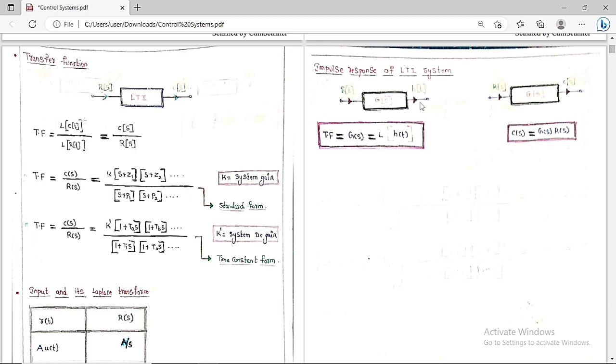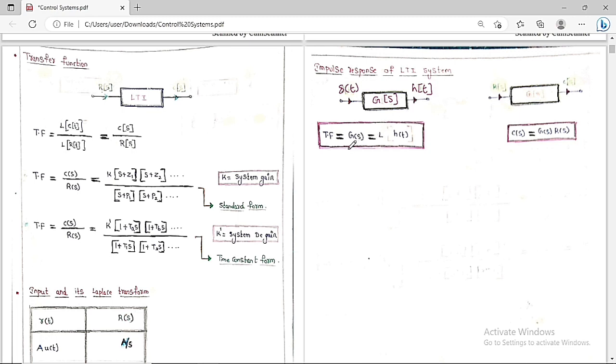So basically, you can say this LTI system has a transfer function G of s, and the input is delta of t, the impulse input. The output is the impulse response, and the standard representation is h of t. So h of t is called the impulse response, and delta of t is called the impulse input, or impulse signal.